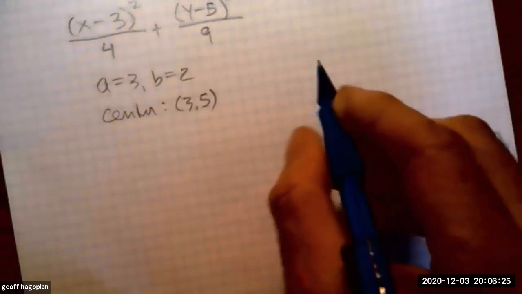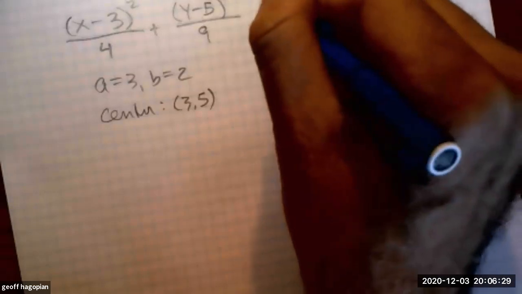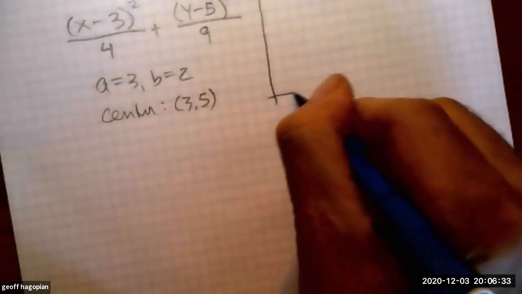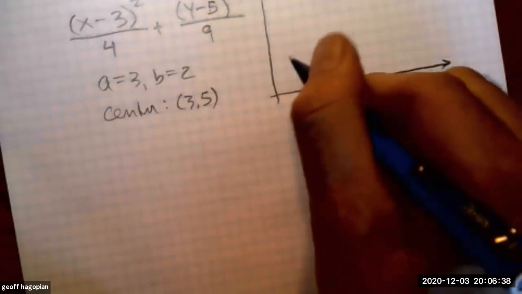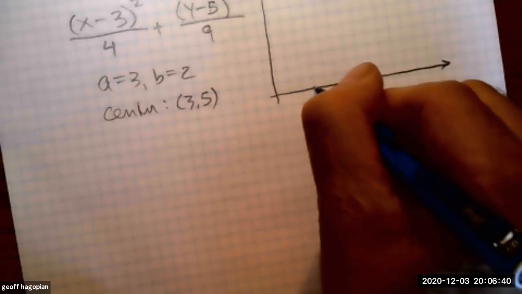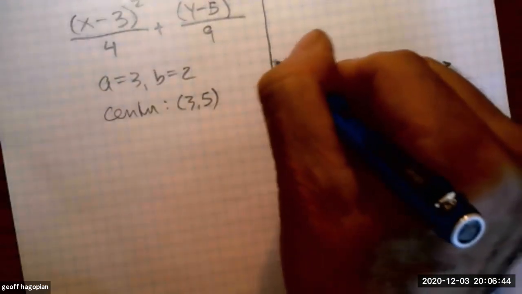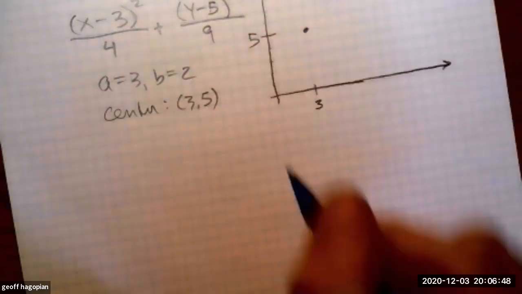So that's in the first quadrant. If we were to sketch this, we would emphasize the first quadrant quite a bit, right? Let's say here's 1, 2, 3, and 1, 2, 3, 4, 5. This is the center point. It's not a point on the ellipse, right?